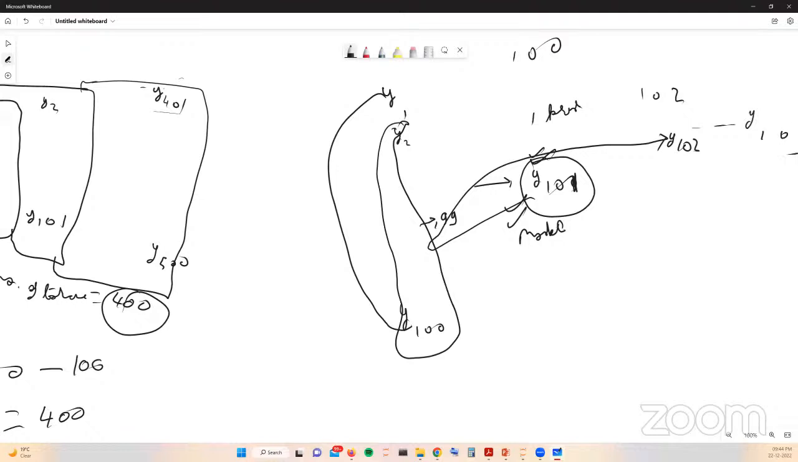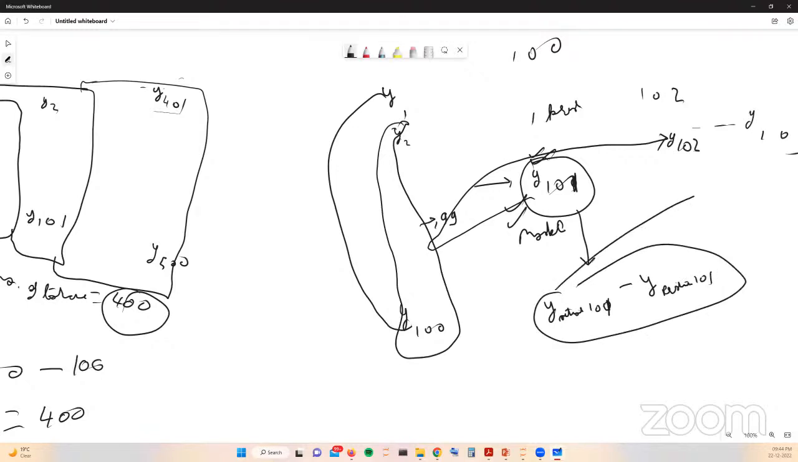But the thing that comes into the picture is that obviously there will be some difference between my Y actual 101 and my Y predicted 101. There will be some error. I predicted 101, and this error will keep propagating as we go further into the future. So this is the drawback.